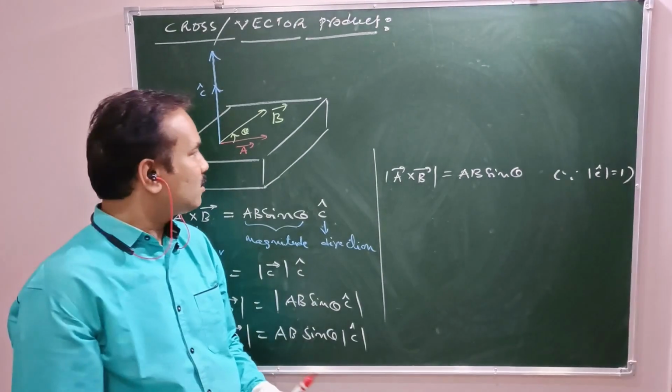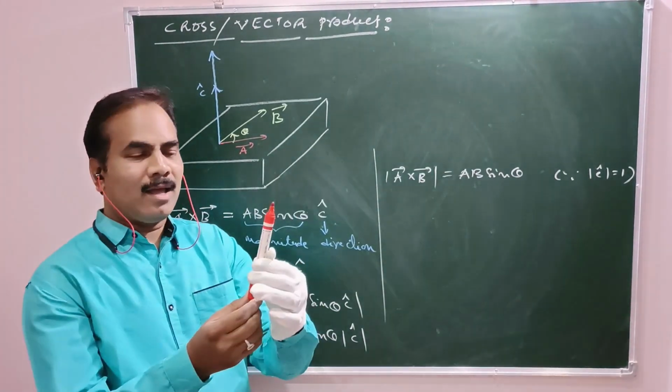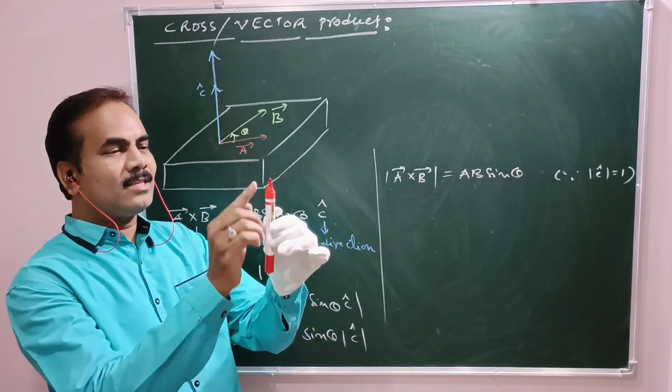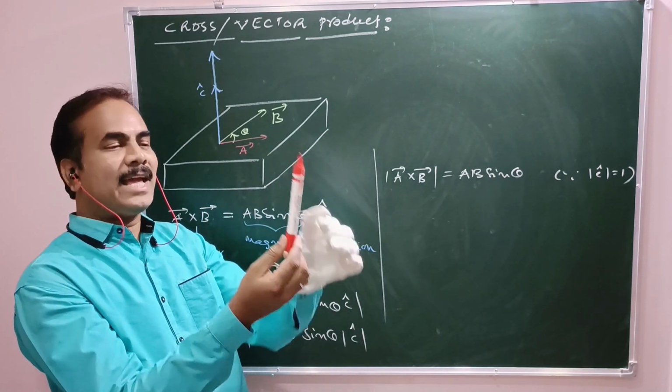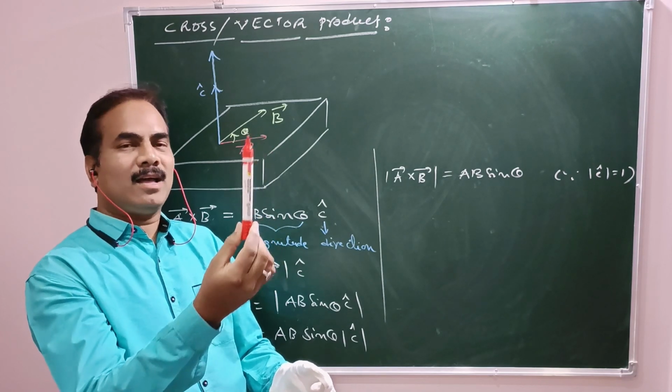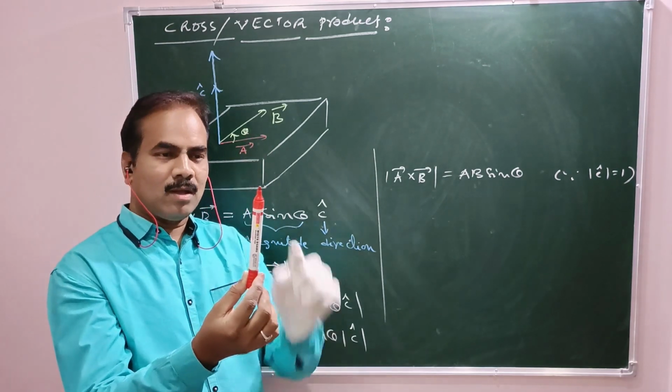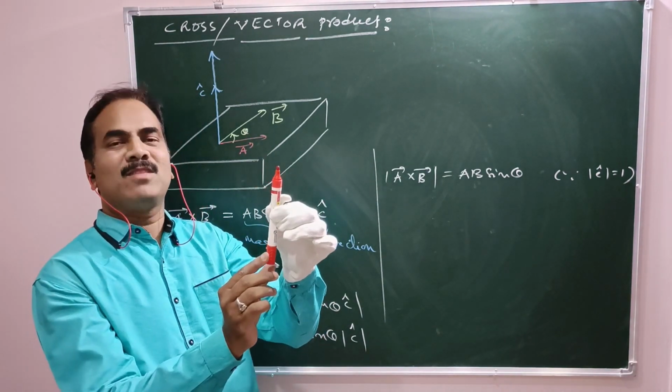We have two rules. Right hand screw rule. See, this is one right hand screw. This is the tip of the screw. This is the head of the screw. Take a look here. As an example, right hand screw. This is the tip of the screw. This is the head of the screw.